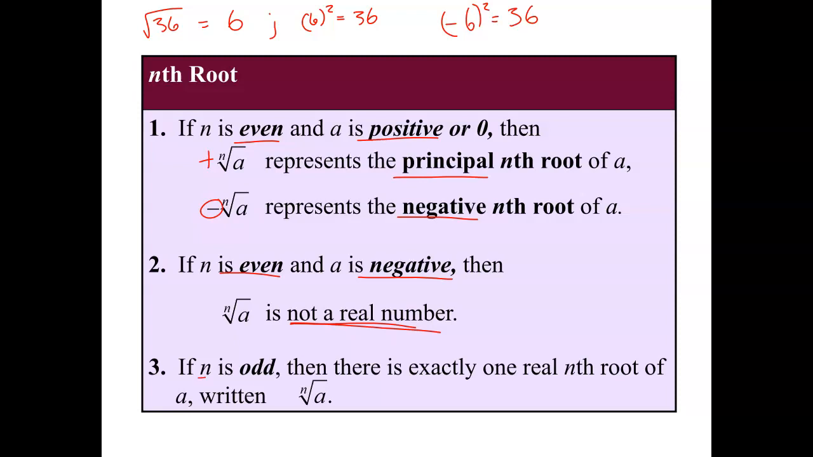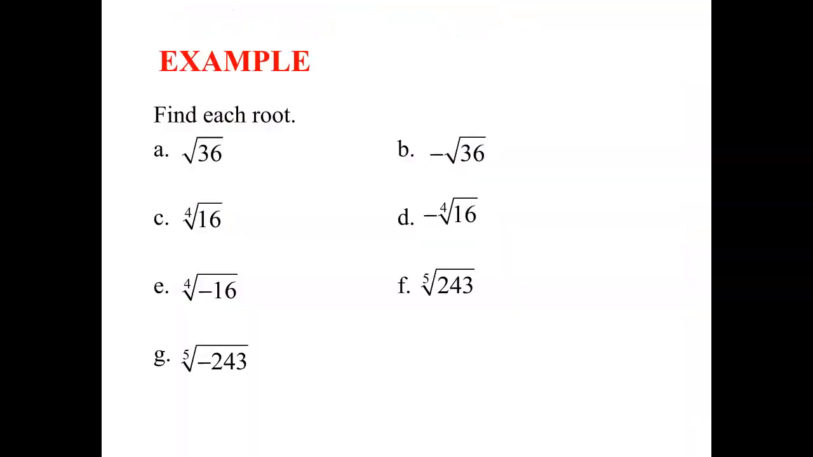If our index is odd, then we don't have to worry about positive and negative. We're just going to match whatever fits. If my radicand is negative, then my answer is going to be negative. If my radicand is positive, then my answer is going to be positive. There's only going to be one solution if our index is odd. All right, so just looking through these: the square root of 36 is 6. How do I know it wants the positive and not the negative root?